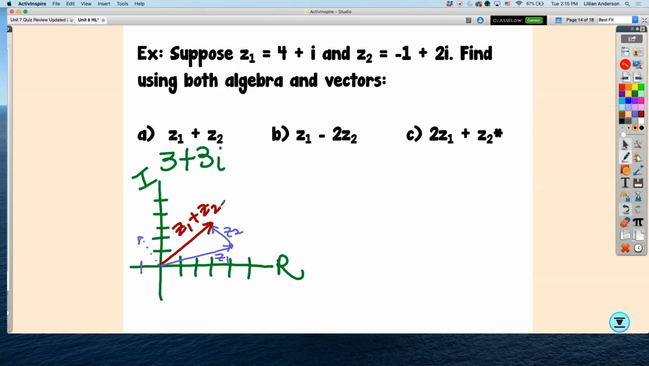Okay. So we can also do this using vectors. Remember when we add by the triangular method, the result's initial point is the start of one vector, and the terminal point is the end of the second vector. What did you guys get for B? 2 minus 3i?